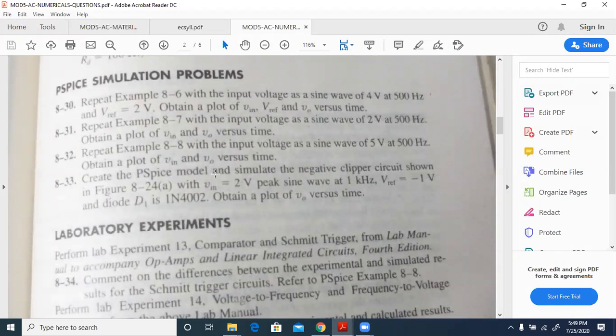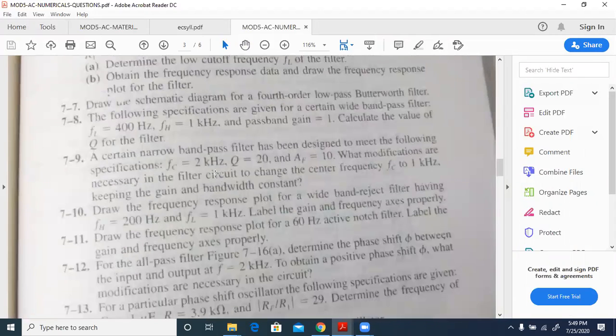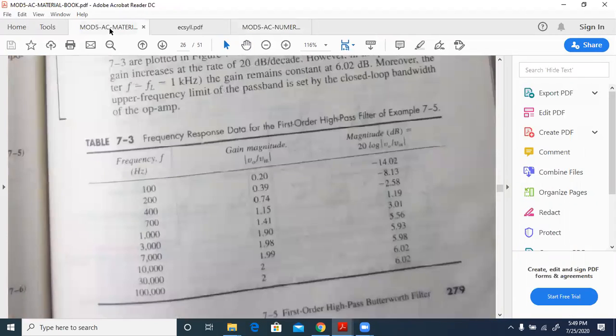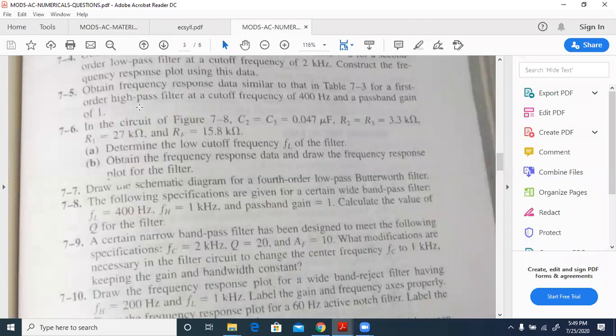So AF will be equal to 1 is what is given to us, and hence corresponding to that, we will have the substitution in the formula. AF by FL, whatever you want to write. FL is given to us as 400. For different values of F, you can find out this total value, assuming that passband gain is given as 1, and that value should be used there. Whatever passband gain is asked, we should use corresponding to that.